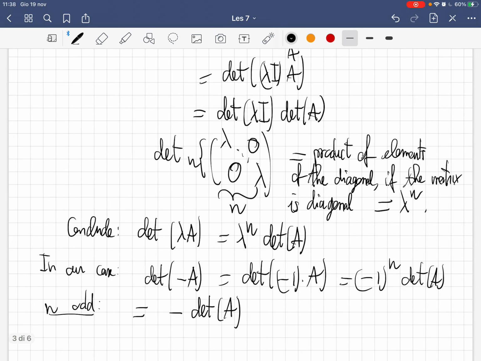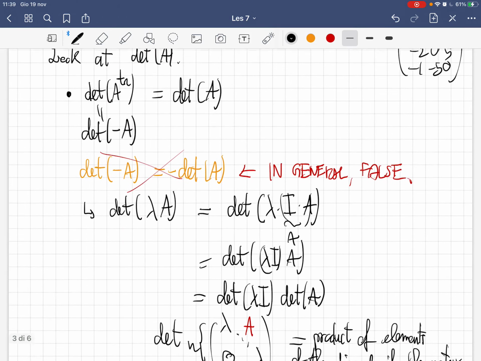Well, just another thing here. Let me just say that the determinant can be computed as the product of elements of the diagonal if the matrix is diagonal, but also if it's upper triangular or lower triangular, if you have something like this, or if you have something like this. So in that case, the determinant is very easy to compute. You just have to take the product of the elements of the diagonal. It's very easy. Okay. But let's go back to our exercise.